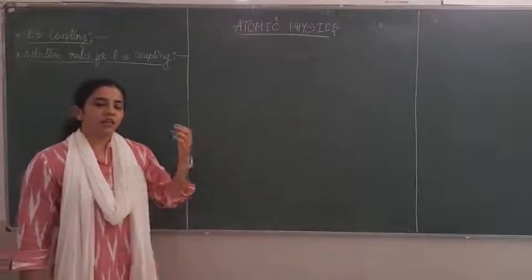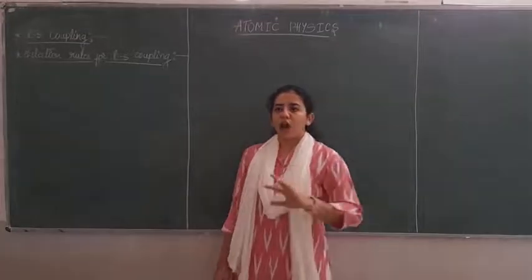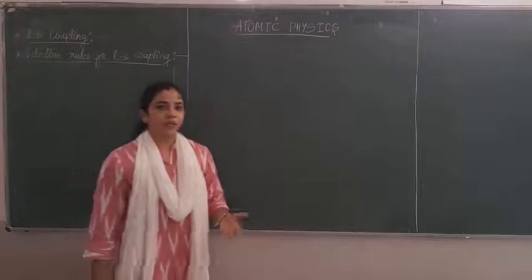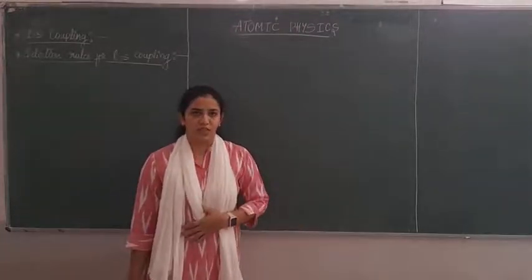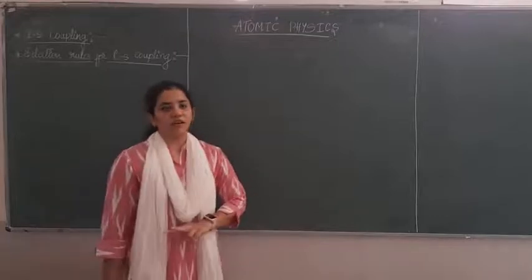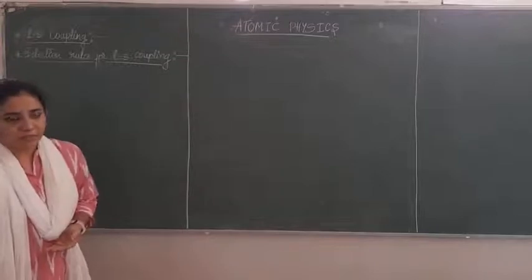Next, when there are two electrons in the valence shell, how are their respective spin angular momentum and orbital angular momentum going to interact with each other? That interaction can be classified as two major types. One is LS coupling and the other one is JJ coupling.